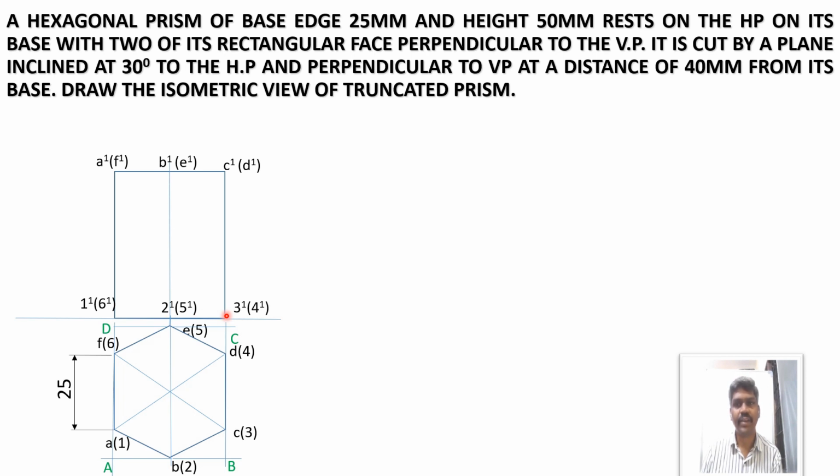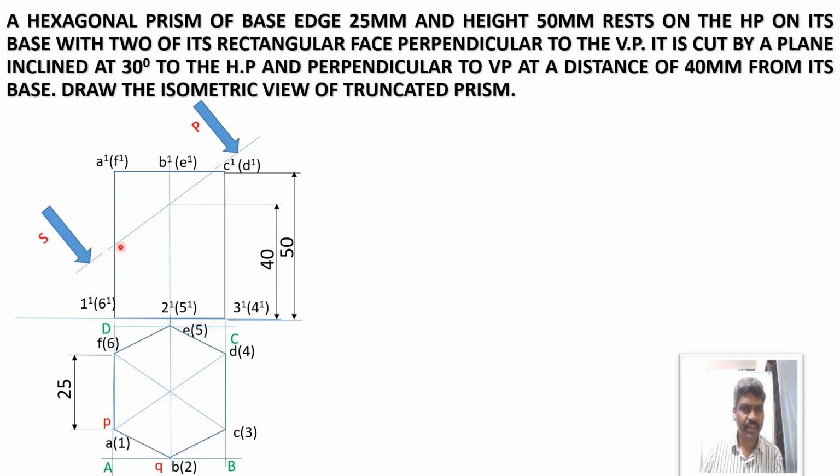Now we draw the section plane. What is the section plane condition here? Section plane inclined 30 degrees to HP and 40 mm above its base. So 40 mm above its base, we draw the section plane at 30 degrees. So this is 30 degrees. 30 degrees means 30 degrees to HP. Height of the solid is 50 mm.